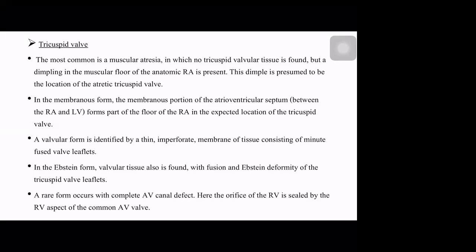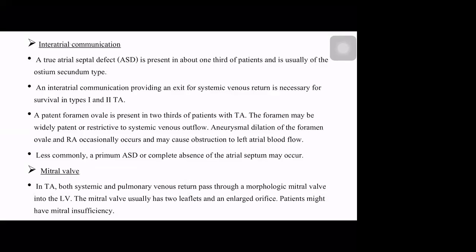And lastly, a very rare form with complete AV canal defect. Here the orifice of the RV is sealed by the RV aspect of the common atrioventricular valve. So these are the types of tricuspid atresia: muscular form, membranous form, valvular form, Epstein form, and rarely AV canal form. What about the interatrial communication?